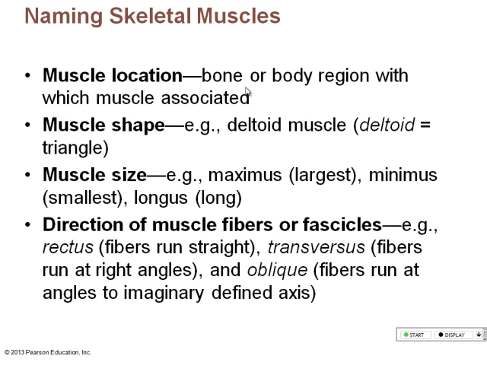Rectus abdominis, where are they? In the abdominal region. And how do the fibers run? Straight up and down. That's why this region is such a pain, because we don't just have those guys. We have transversus and we also have obliques that run in different directions as well.